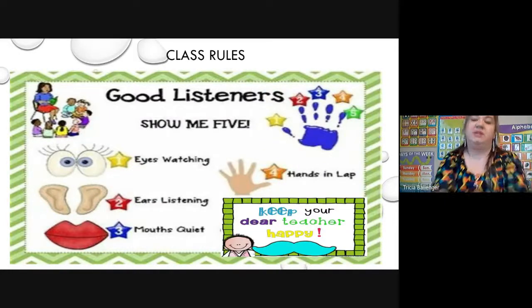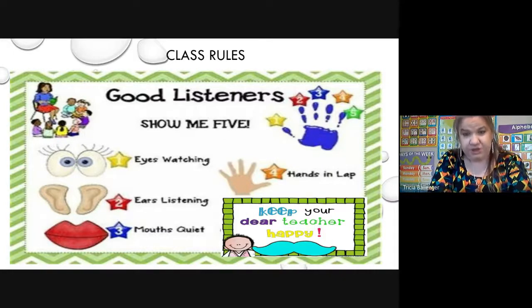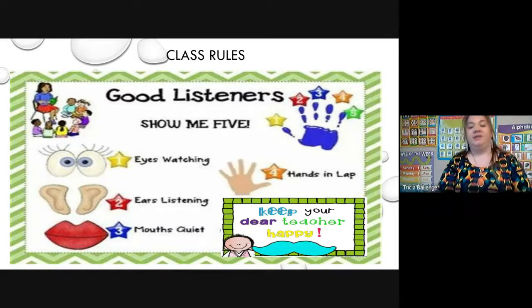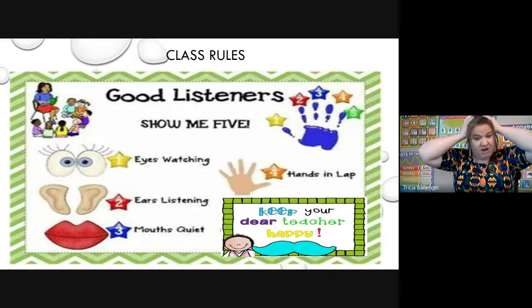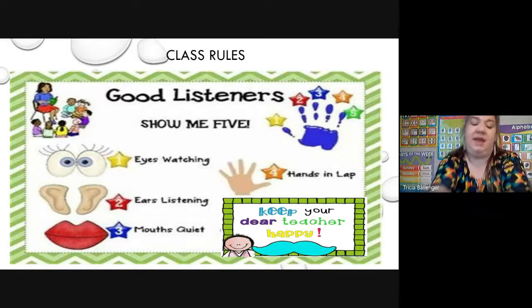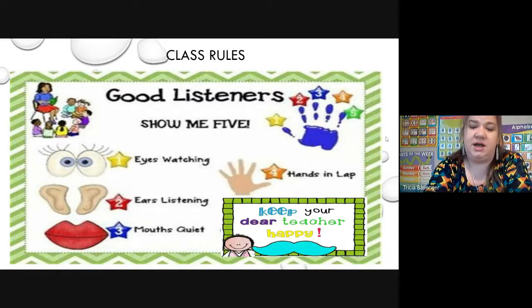Before we read our book, let's go over our class rules to make sure everybody is being a good listener. You're going to show me five, which means your eyes are watching, your ears are listening, your mouths are quiet, your hands are in your lap, and you're going to keep your teacher happy. Put those thinking caps on to be ready to answer the question when your time comes.